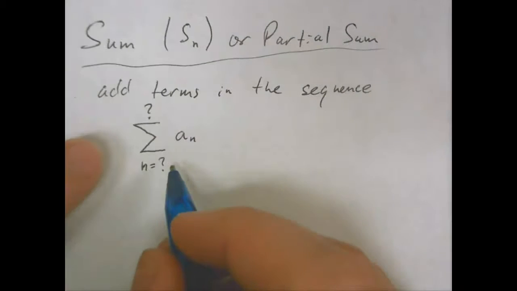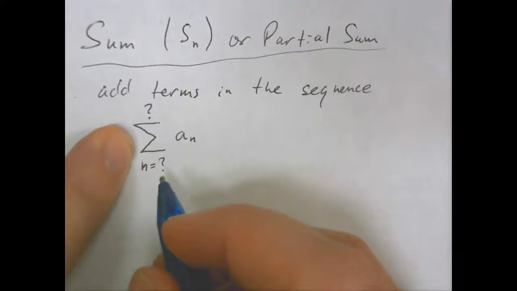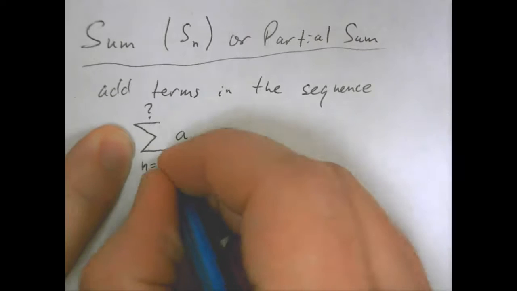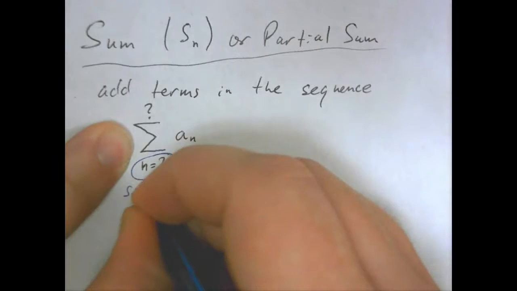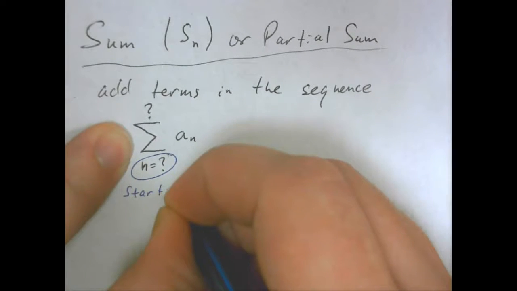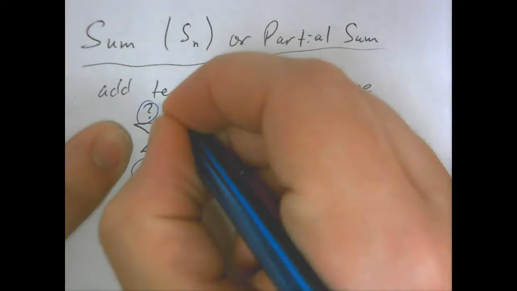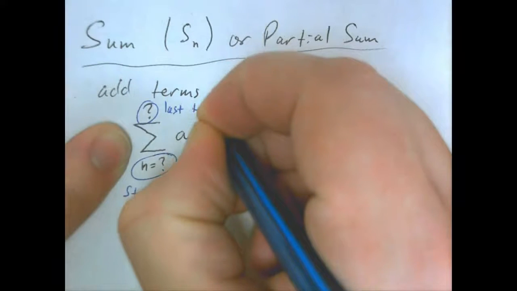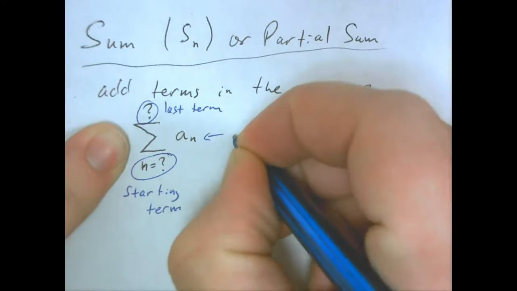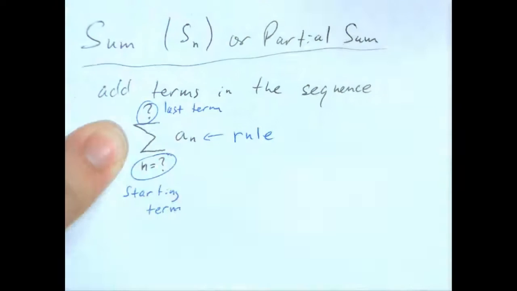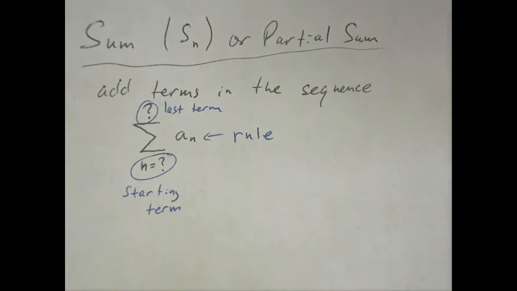This thing right here, this is sigma. That is a Greek letter. It has come to be used for sum. So this is our starting term, and this is our last term. And then just like always, this is our rule for finding the values of the terms.